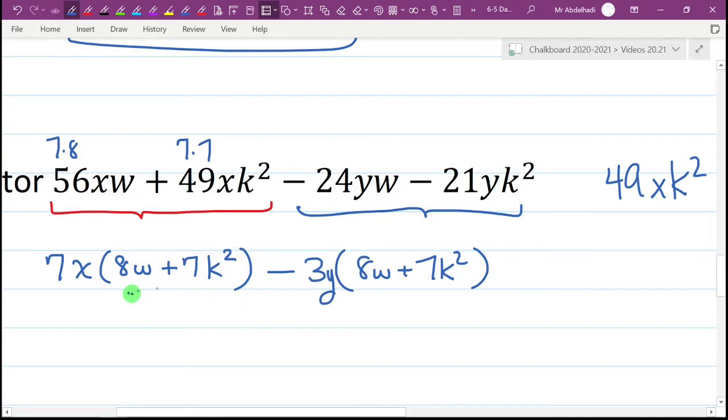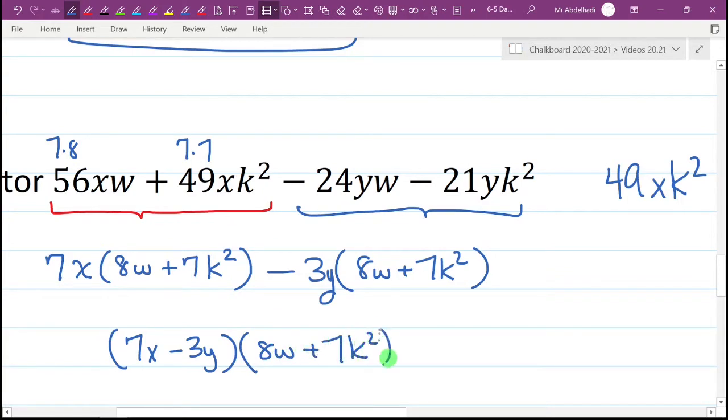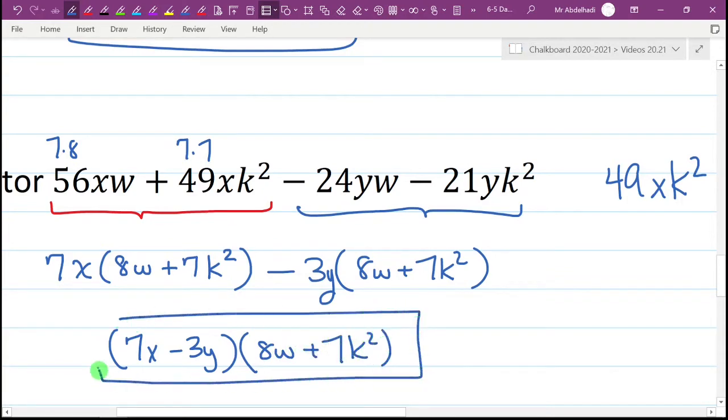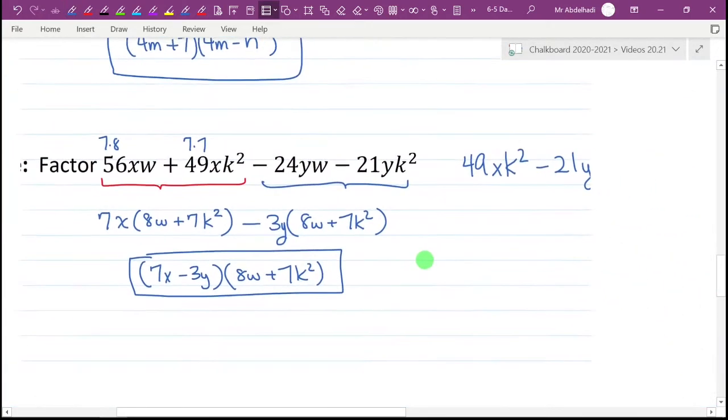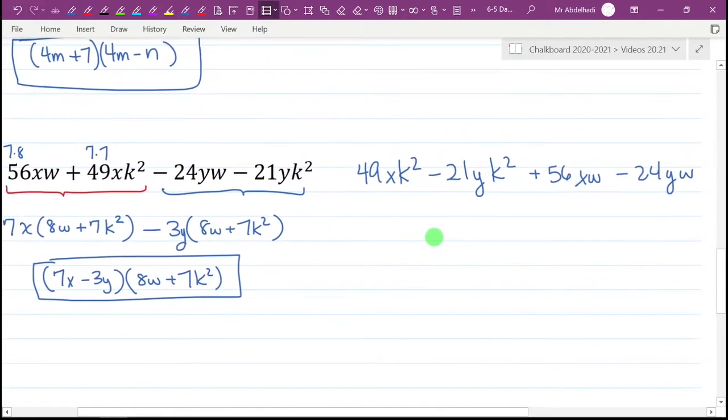And so yeah, this works, and the answer is going to be 7x minus 3y as your first set of parentheses, and your second will be this thing right here, which is 8w plus 7k squared. And there's your answer, okay? And now we'll try it if you had grouped it according to the k's and w's instead of x's and y's, okay? So we'll try it the other way. I'll try to keep both on the screen here if I can.